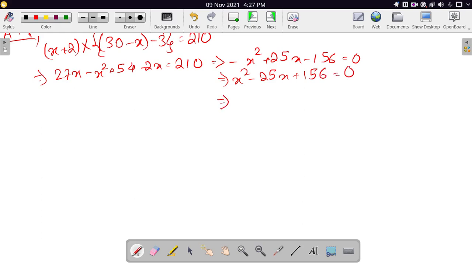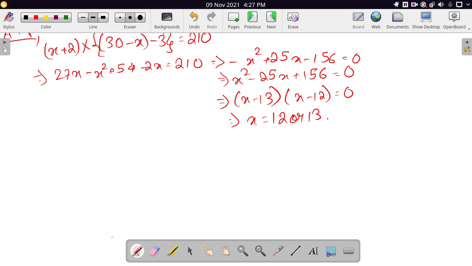Now this comes out to be x minus 13, x minus 12 equal to 0. Now here we need to observe something. X can be 12 or 13. The variable x has been assigned to marks. So marks cannot be negative, marks can be positive. And here the two values of x are positive. So we need to check which one is correct and which one is not. Maybe both are correct, maybe both are not.